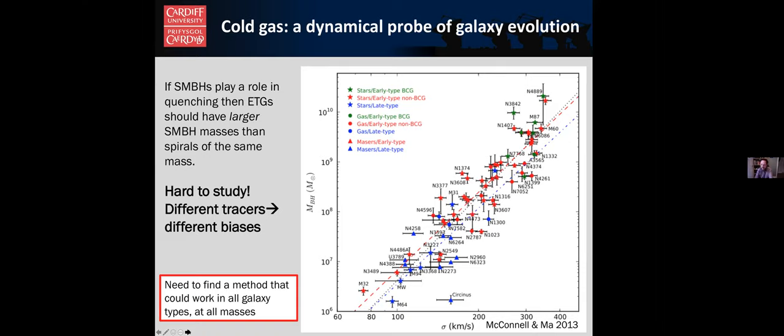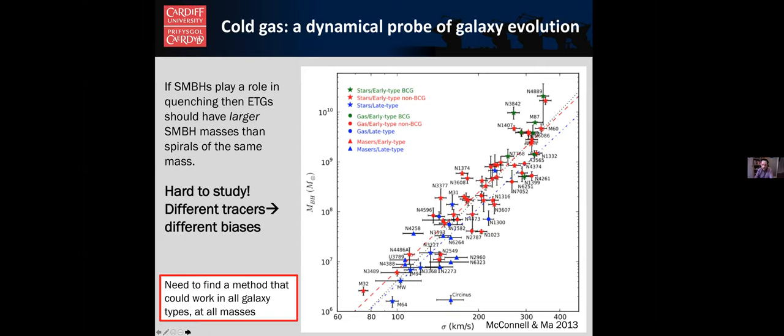But that's really hard to study. So if black holes are actually the things quenching galaxies, then on this plot, one would expect to see a difference in the mass of the black hole in a galaxy that is currently quenched from one that isn't quenched, because it had to do work in order to quench the object. And the only way it does work is by swallowing material. And if you look on the graph here, actually, there is such a difference detected in this data.